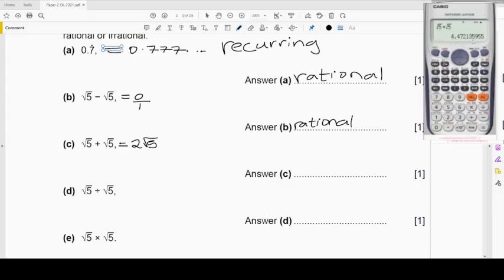And if I were to write it in decimal form, you can see that my decimals are non-recurring. And whenever we have unending or an infinite number of decimals that are non-recurring, they do not repeat, what we have is an irrational number. So this is irrational.